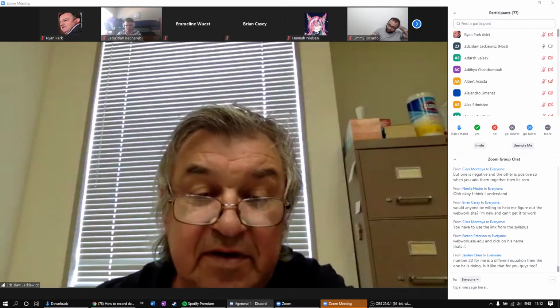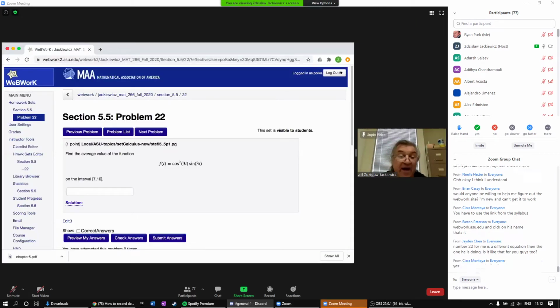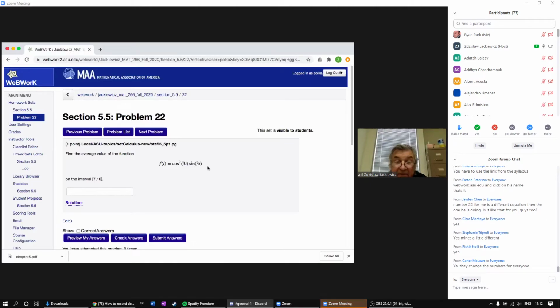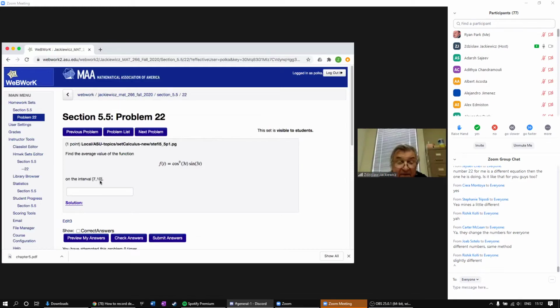So again, share the screen. Find the average value of the function. Basically, what you have to compute is the integral of cosine to the power 9 of 3t times sine 3t dt, where the integral is from 7 to 10. Once you compute this integral, you divide by 3, because the size of this interval is 10 minus 7.